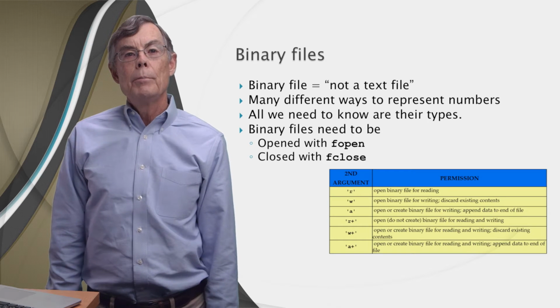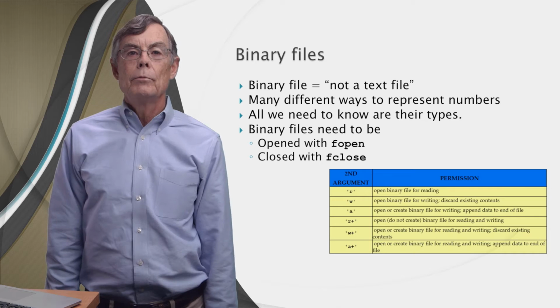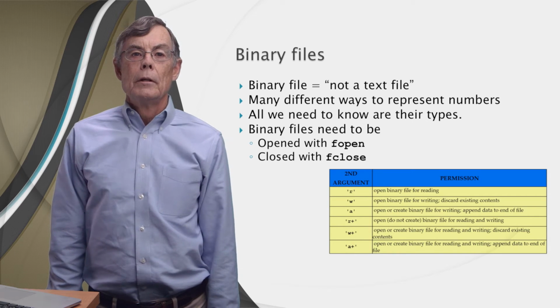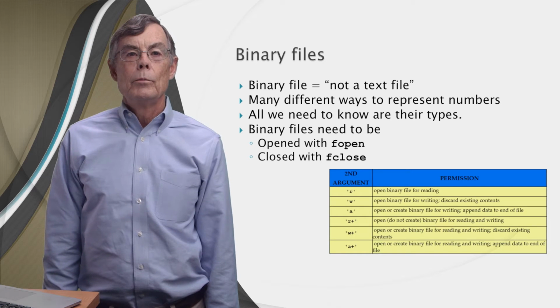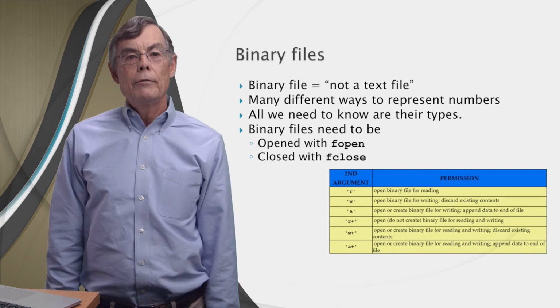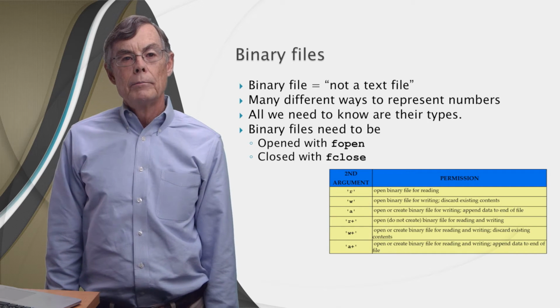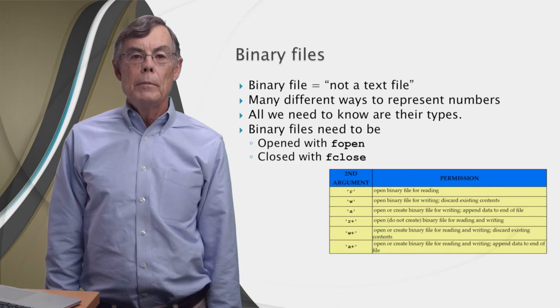Binary files need to be opened and closed with the same functions, fopen and fclose, that we used with text files. The permissions are similar too. The only difference is that we omit the t, which you'll remember means text file. In other words, the default type for these two functions is the binary file. The w, the r, the a, and the plus characters have the same meanings as before.